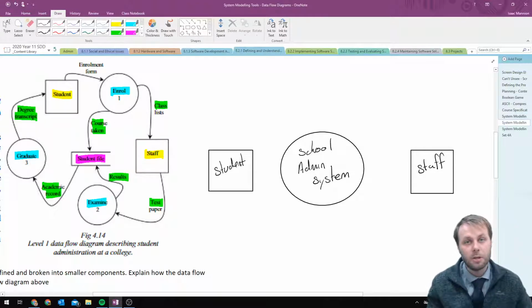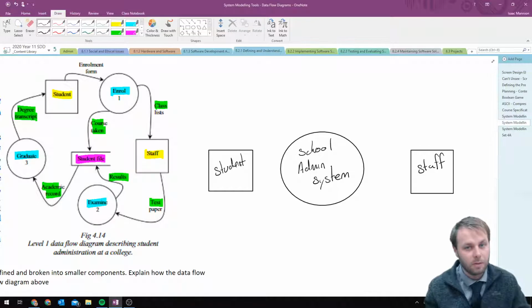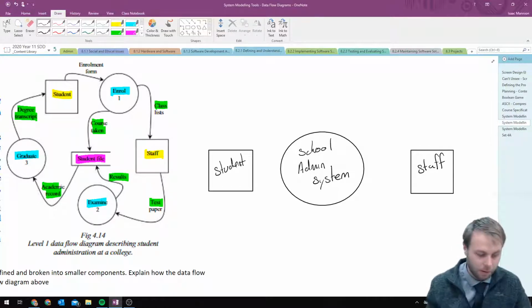Now in a context diagram, the data store is not represented. It's part of the system and is not part of a level zero data flow diagram.